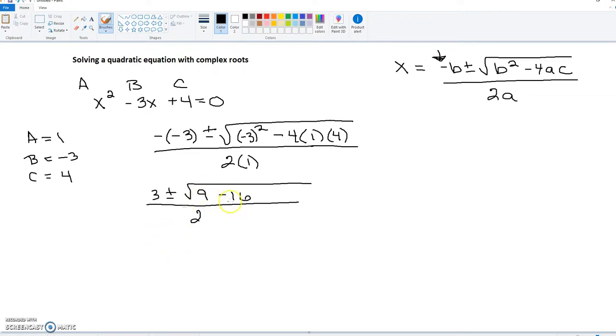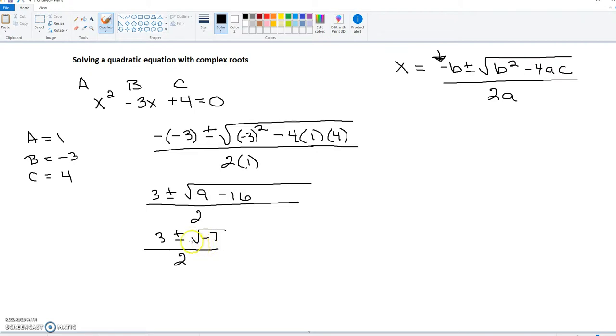So now, of course, we're going to simplify this even more. We've got 3 plus minus square root of 9 minus 16 is negative 7 over 2. And of course, this is where the complex part comes in. Remember, we had the imaginary numbers. If we've got that negative underneath the radical, it ends up coming out and becoming an i. Well, that's what we have in this case.